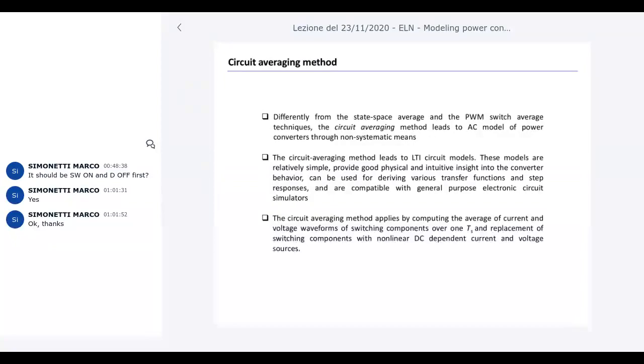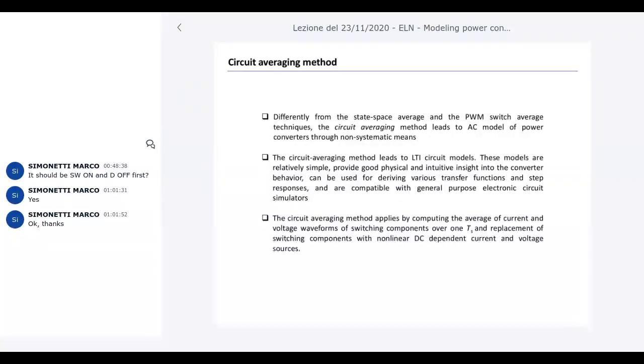Pay attention that both these methods work well in CCM, continuous conduction mode, and in effect I derived the boost CCM control to output transfer function and the buck CCM control to output transfer function. When you look at DCM, they can be a little bit more difficult. For sure, the state space averaging technique increases the difficulties in a strong way.